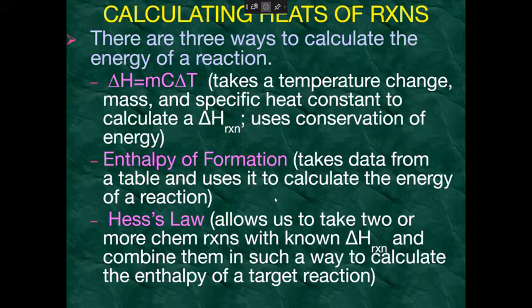So we know lots and lots and lots of reactions. You can look up the enthalpy of reaction, but we can't possibly know all of them. So Hess's Law is a good way to get unknown information from known information.